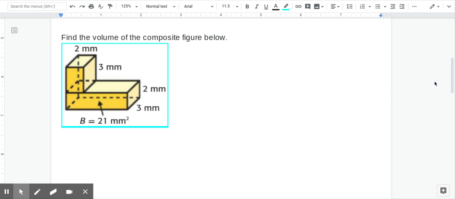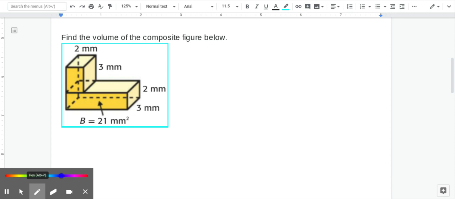I'm going to take you through a basic example of finding the volume of composite figures. A composite figure, we know, is made up of two or more three-dimensional figures. And to find the volume of this whole composite figure that we see here, we want to break it into two or more smaller figures that we can easily find the volume for.